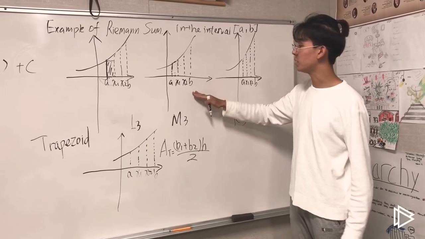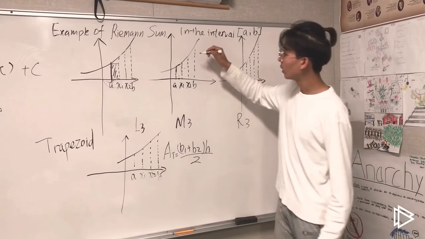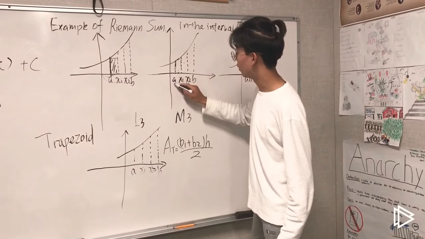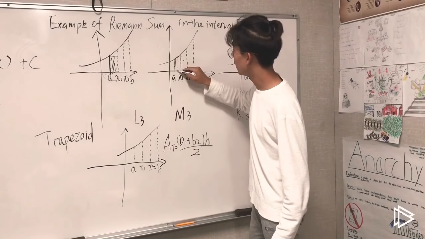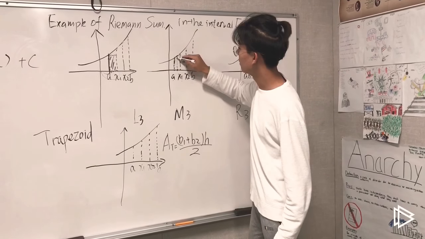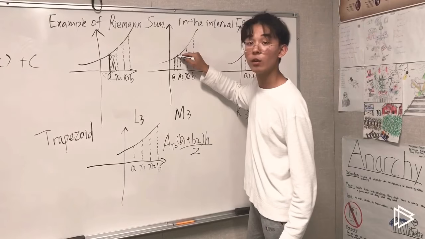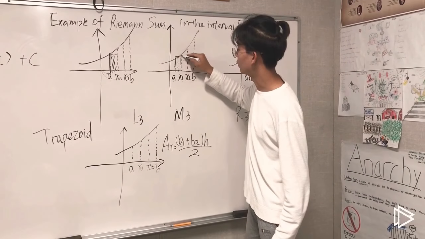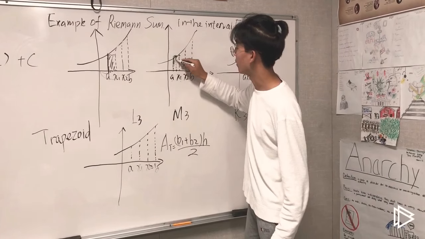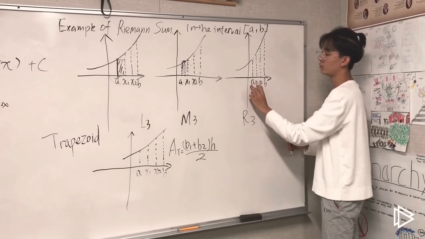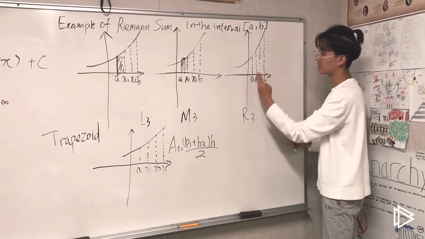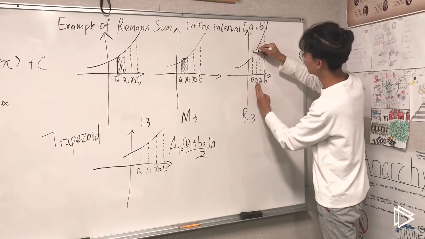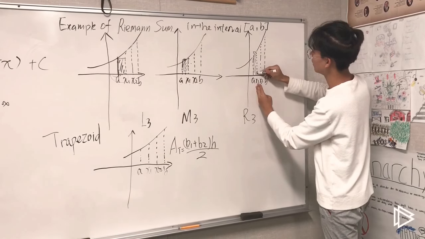So this one is midpoint approximation. You choose the middle point of a to x1 and make a height to find the y value of it, and make a rectangle to find the area. And for this one, it's kind of the same as the first one. You choose from a to x1, you choose the y value when x equals x1 to make a rectangle and find the area.